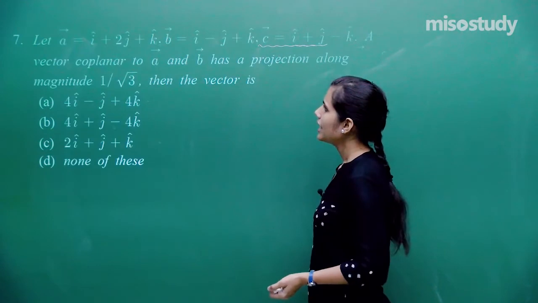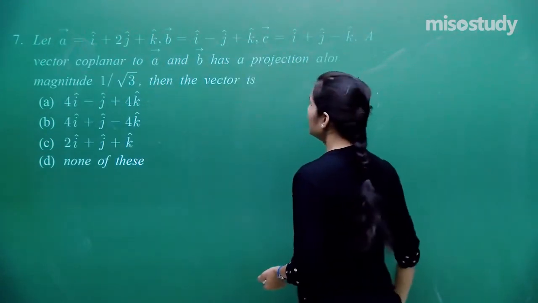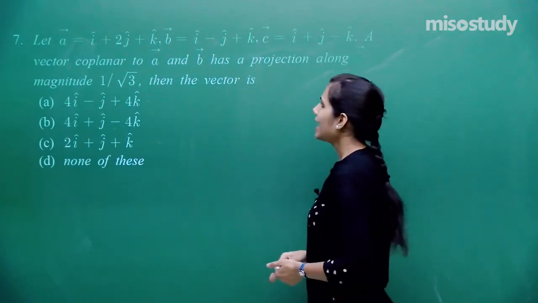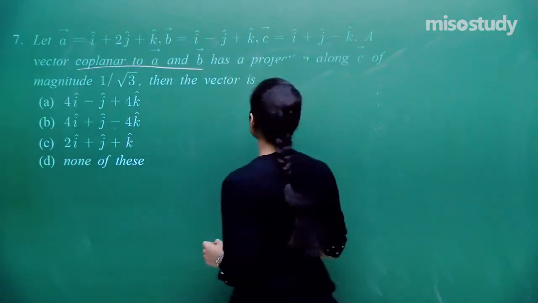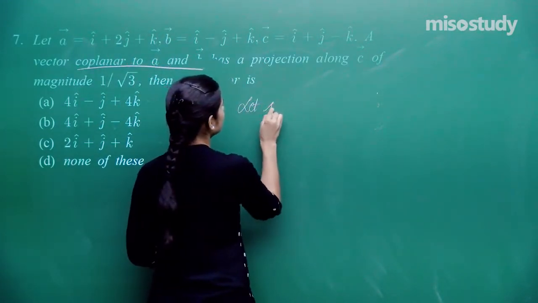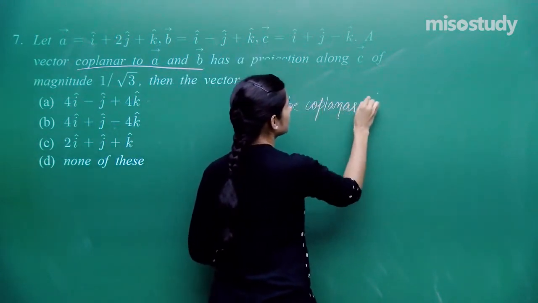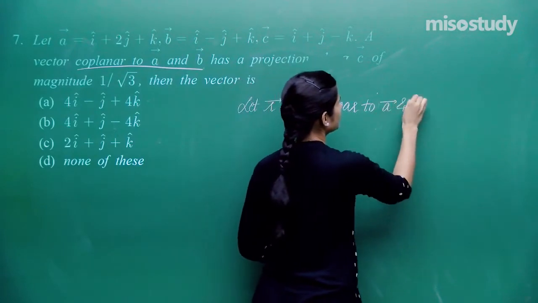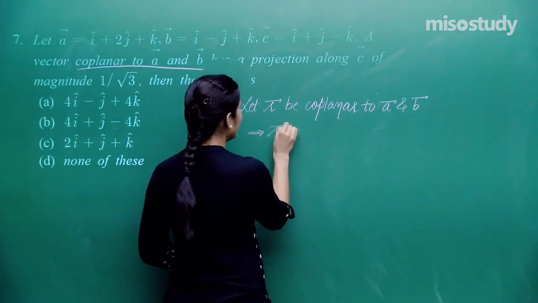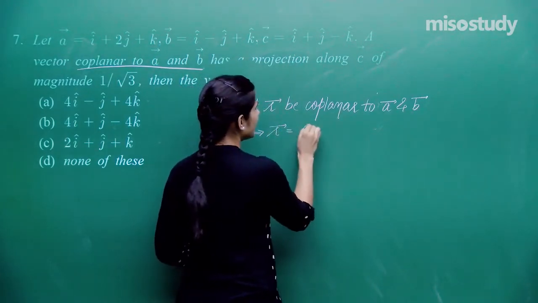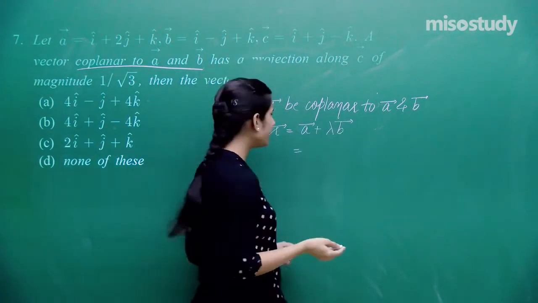Moving to the next question, I have A vector is this, B vector is this, and C vector is given to be this. Find a vector coplanar to A and B, step by step. First, I want coplanar to A and B. I am saying let R vector be coplanar to A and B. If R vector is coplanar to A and B, this implies R vector is A vector plus lambda times B vector. That's the meaning of coplanarity.